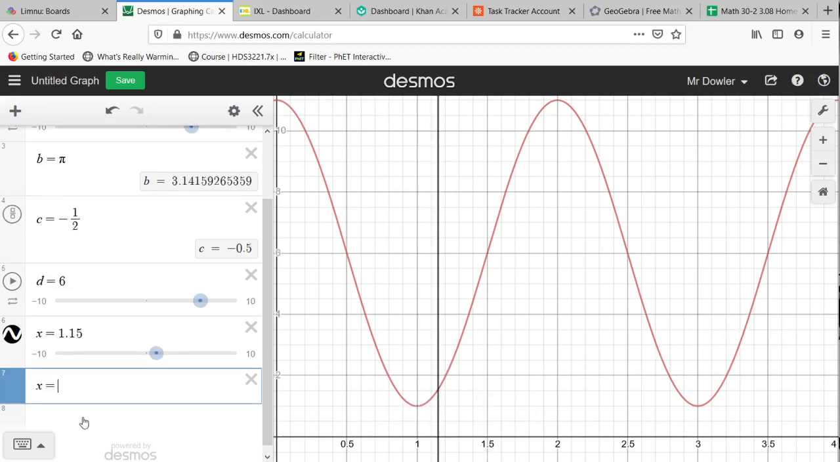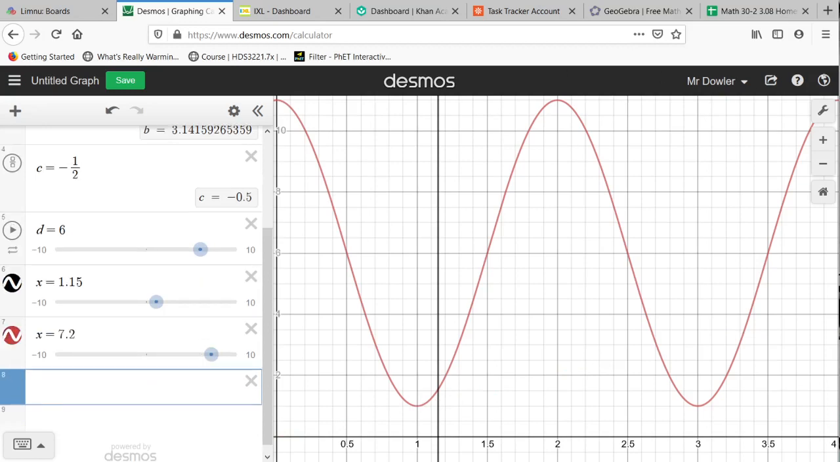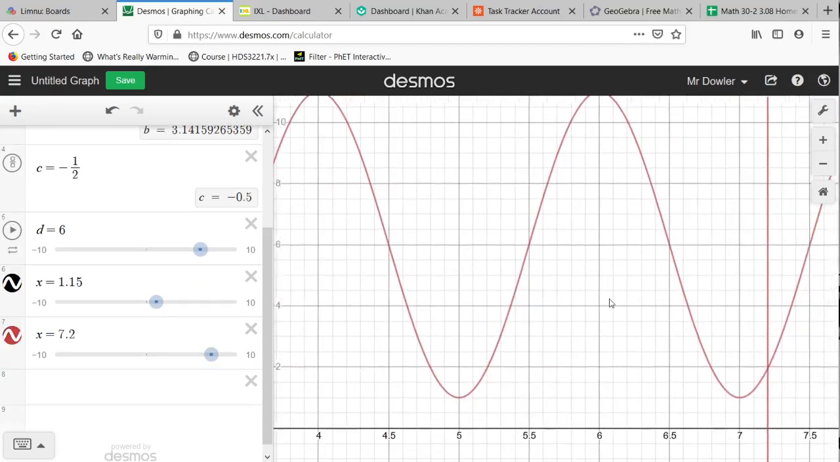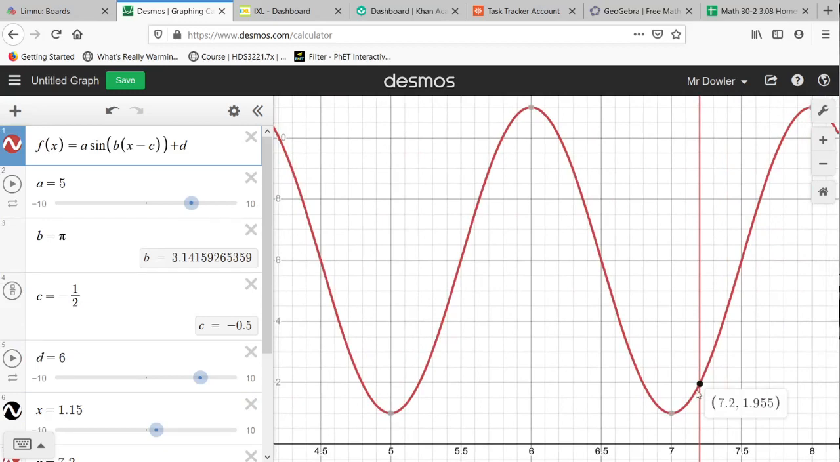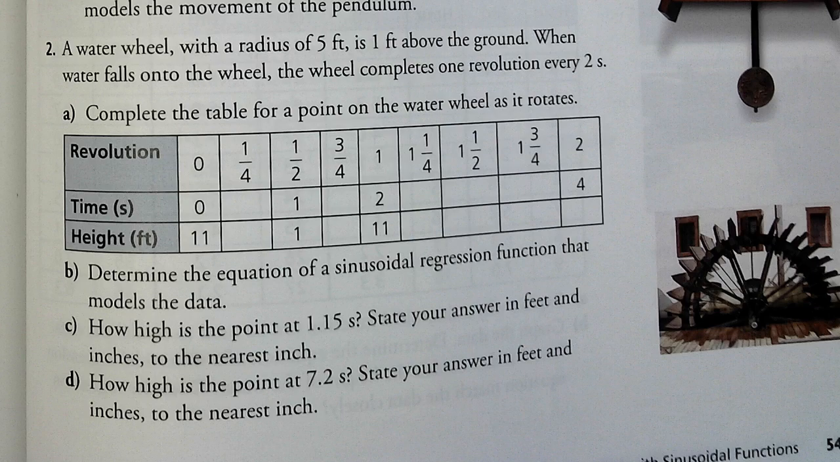And our other point at 7.2 does not fit in our current display. We have to scroll over and find it. And that's 1.955 times 12, which is 11.46 or 11.5. So here we have 1 foot, 11.5 inches above the ground at 7.2 seconds. So that is the solution to question 2.